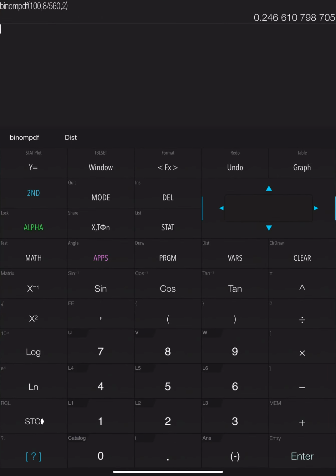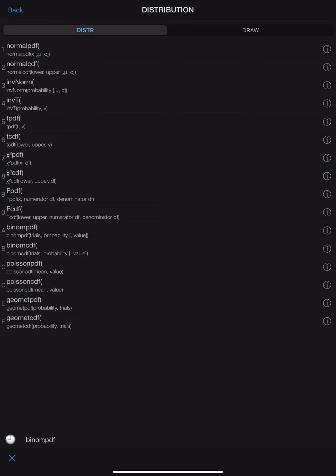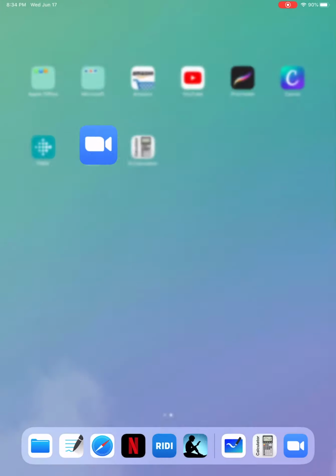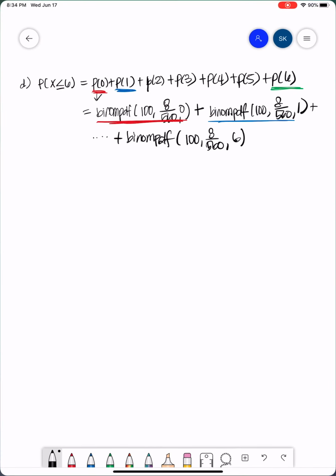So let's do that. And you can put this one all in once. Okay. So binom PDF 100, comma. On the app, I just press the binom PDF. If you have your physical calculator, you just have to go second bars and then select the binom PDF. But I have it saved up there. So it was 100. Remember, I'm typing up this part over here.